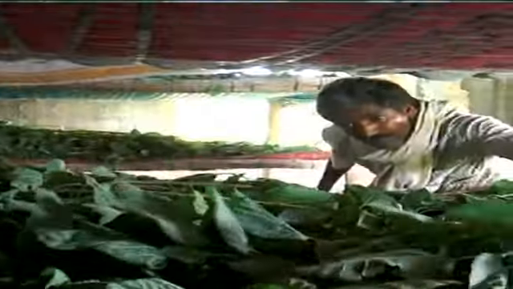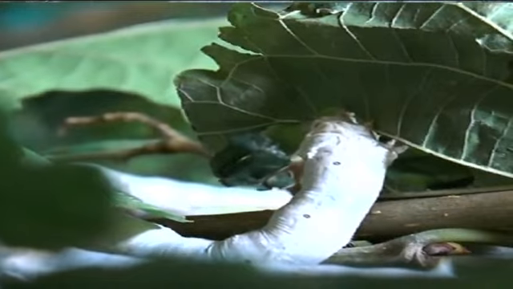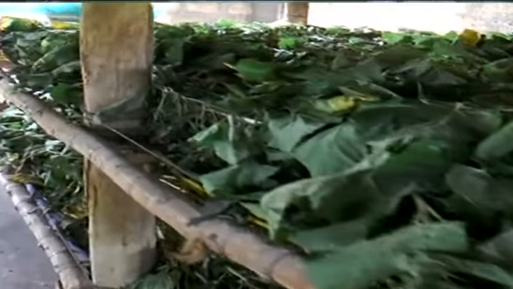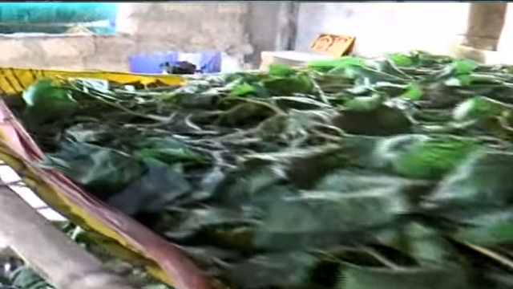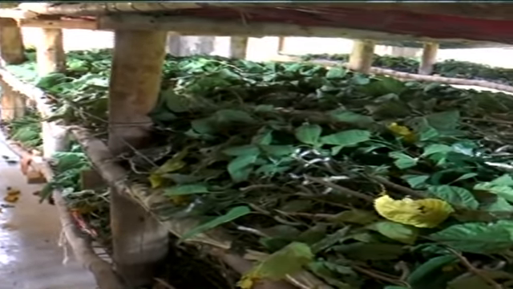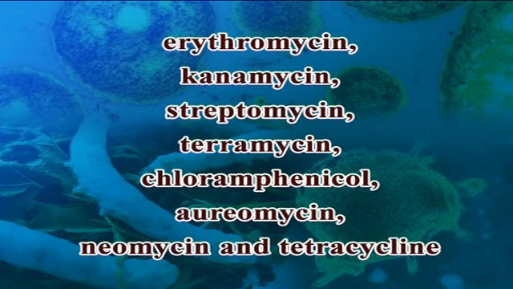Further, the accumulation and fermentation of silkworm litter should be avoided. Ensuring good cross ventilation helps in reducing humidity between the rearing beds. Dusting of dry slaked lime is also helpful in keeping the humidity low and reduces the pathogen buildup in the rearing environment. Use of antibiotics to suppress bacterial flacherie, especially the bacterial diseases of digestive organ, is found to be effective. Antibiotics such as erythromycin, kanamycin, streptomycin, terramycin, chloramphenicol, auromycin, neomycin, and tetracycline have been reported to be suppressive against bacterial diseases of digestive organ.